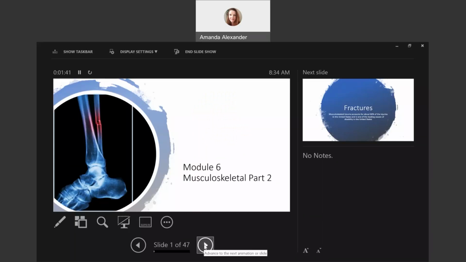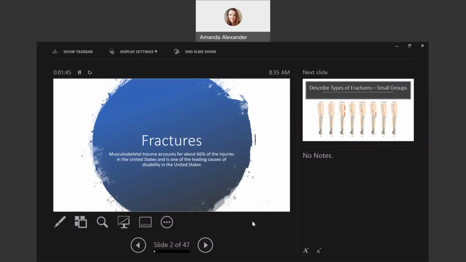Welcome to Module 6, Musculoskeletal Part 2. In this module, we're going to talk more in depth about fractures, the care of the patient with a fracture, traction, and cast care. So fractures, musculoskeletal trauma accounts for about 66% of the injuries in the United States and is one of the leading causes of disability in the U.S.